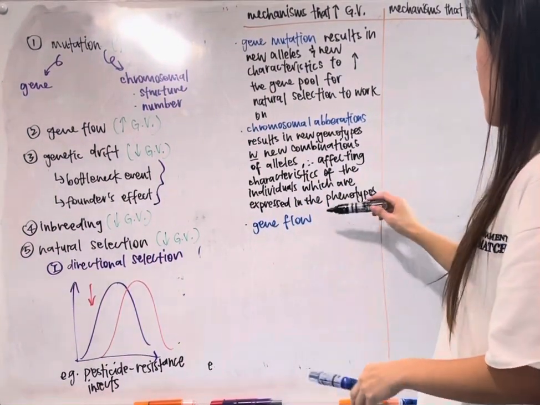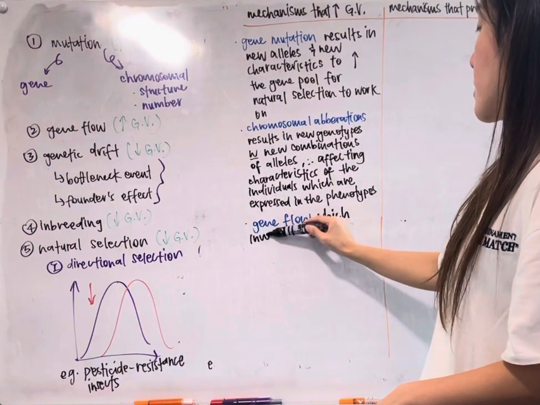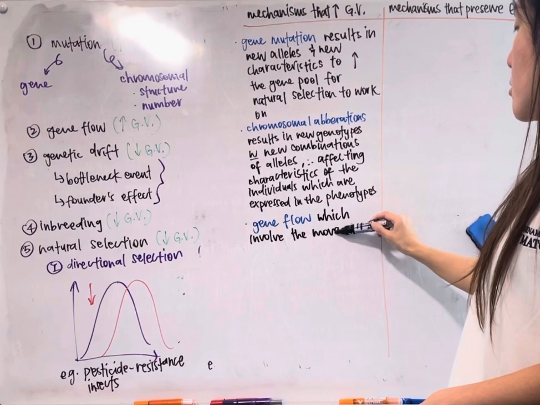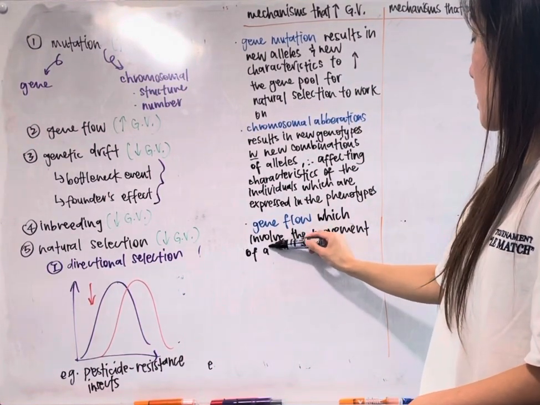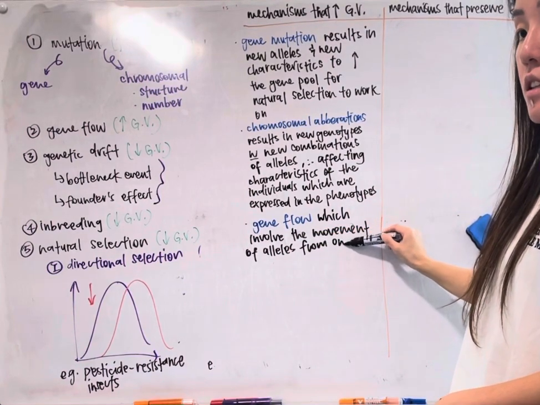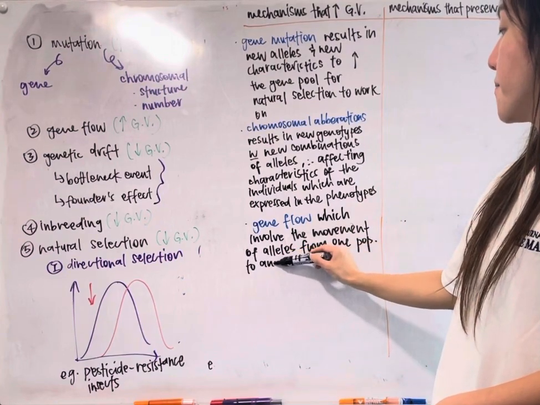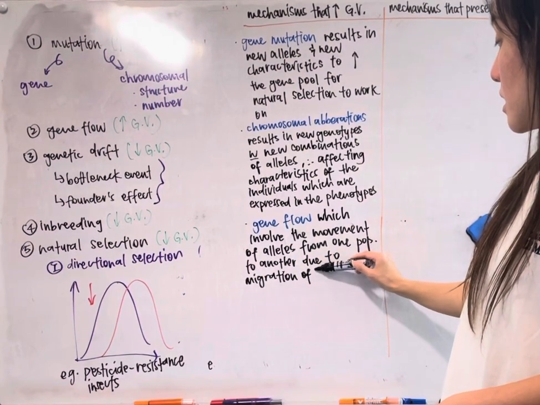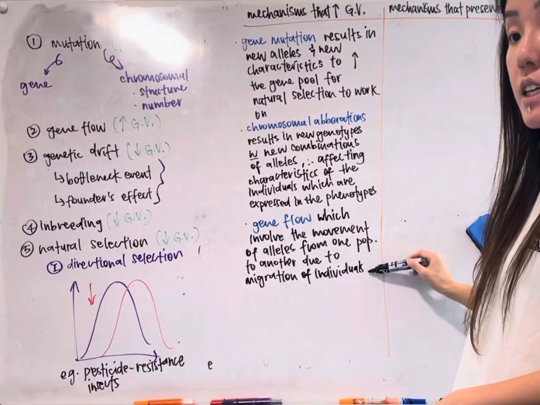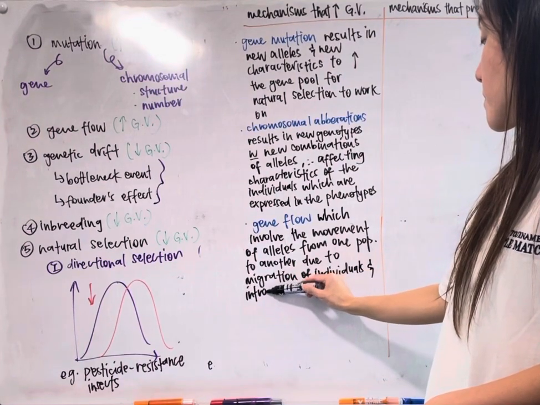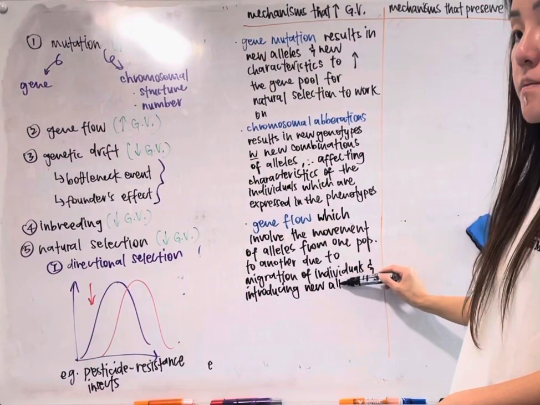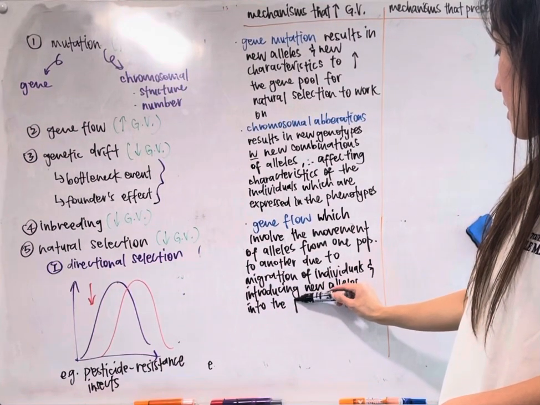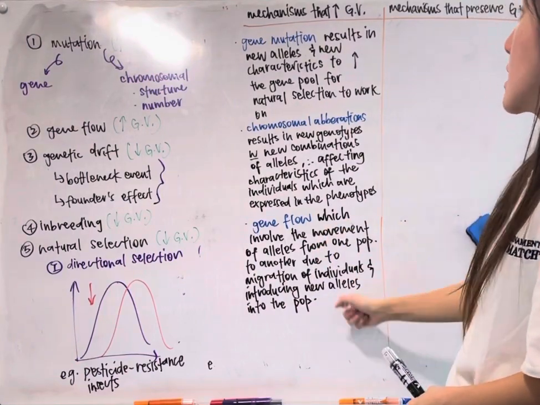But when I say gene flow, I'm talking about the movement of genes, or alleles, from one population to another, due to migration, and introducing new alleles into the population. So the moment you introduce new alleles, that is also increasing GV.